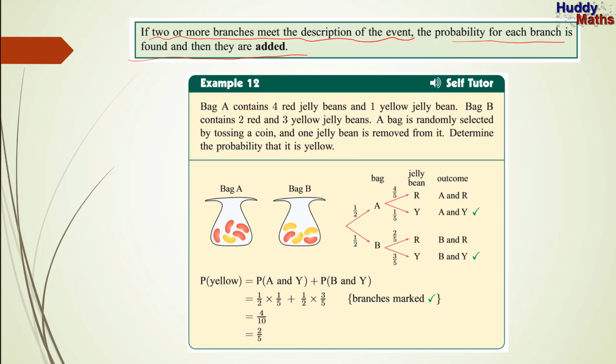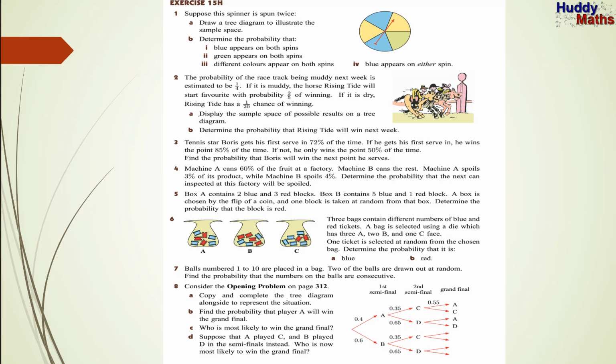So here we are. We've got bag A here. Let's underline it. It's got 4 red and 1 yellow. Bag B has got 2 red and 3 yellow. Underlining things helps you make sure you don't leave anything out. A bag is randomly selected, so we're not looking at the colours to be biased, by tossing a coin. So here's our compound event, isn't it? We've got two aspects. We're going to choose a bag by tossing a coin, and we're going to remove a jelly bean. What's the probability that jelly bean is yellow?